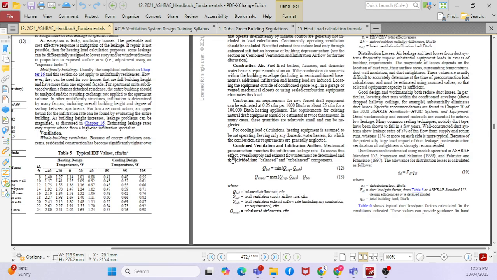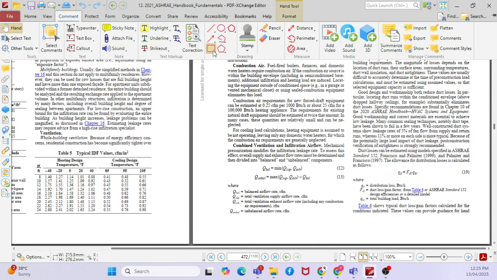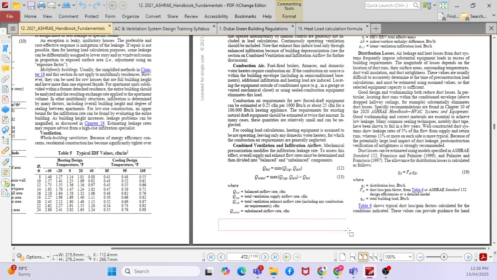Whenever the duct passes from one end to another end, when the air flows through the ducting, what will happen? There is a cold air passing through the ducting, right? Due to the length of the duct, there will be some losses to the external. So that loss we are going to calculate using this equation.